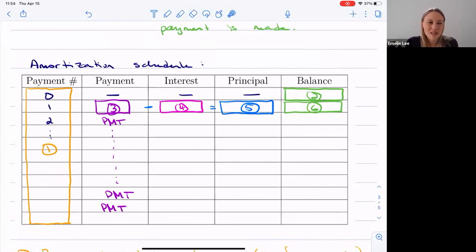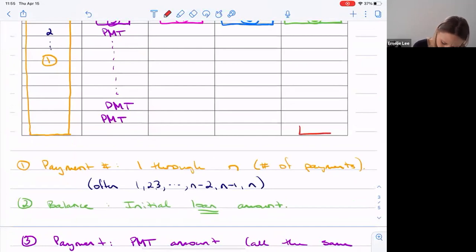What happens is we're usually most interested in how this last line goes down. So what we want is, once we make our last payment, we need to make sure that the balance is 0. Okay? So I'll use red for that one. 0.